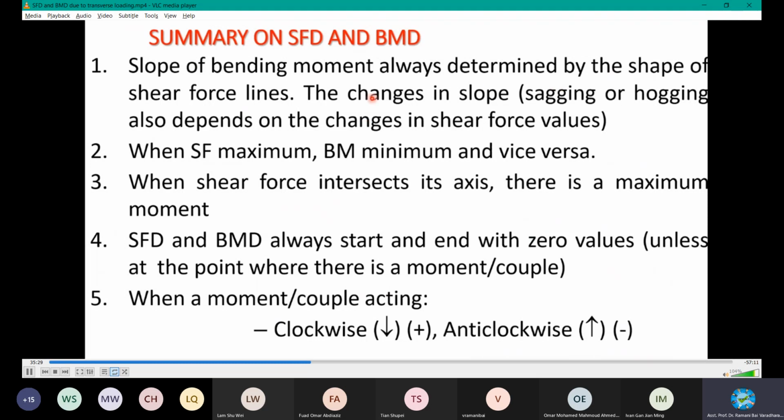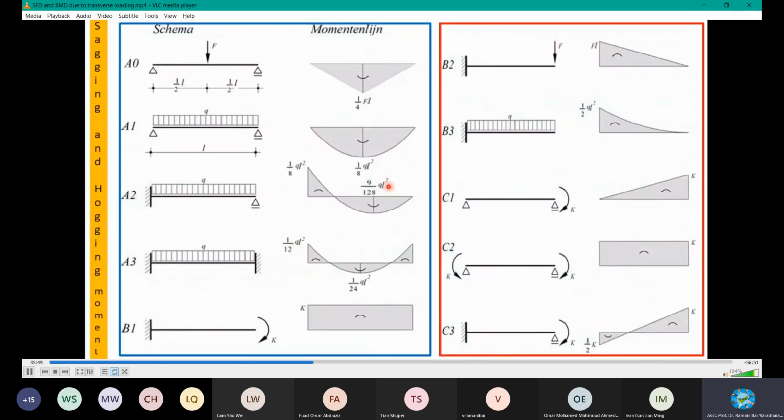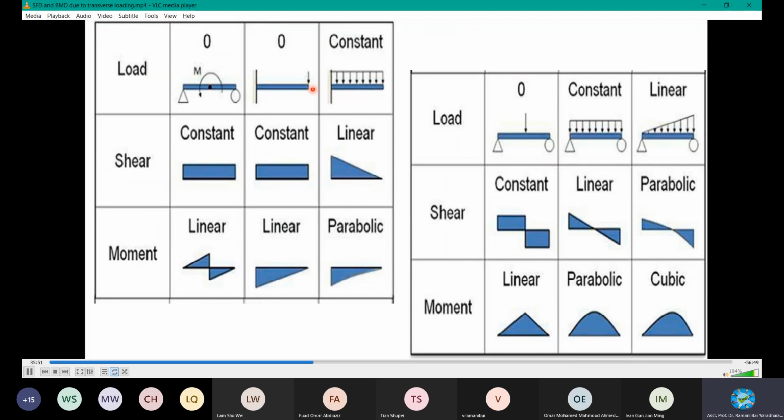There's a correspondence. In other words, shear force is in proportion to bending moment, but it is not always a direct proportion, sometimes an inverse proportion, depending on sagging or hogging. When shear force is maximum, bending moment will be minimum, vice versa. That's what I showed you already in this diagram. When shear force is maximum, bending moment is zero. When shear force is zero, bending moment is maximum, vice versa.